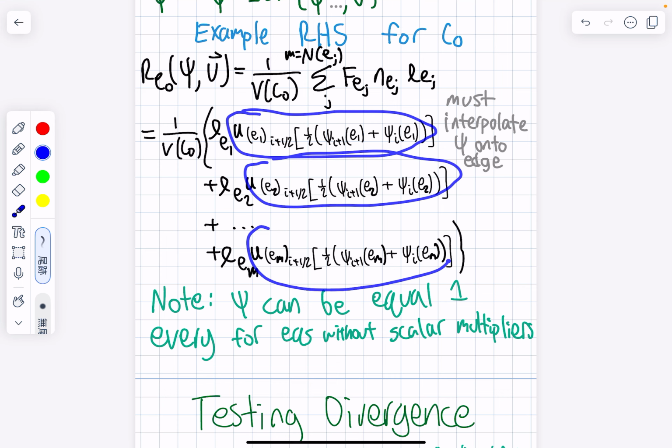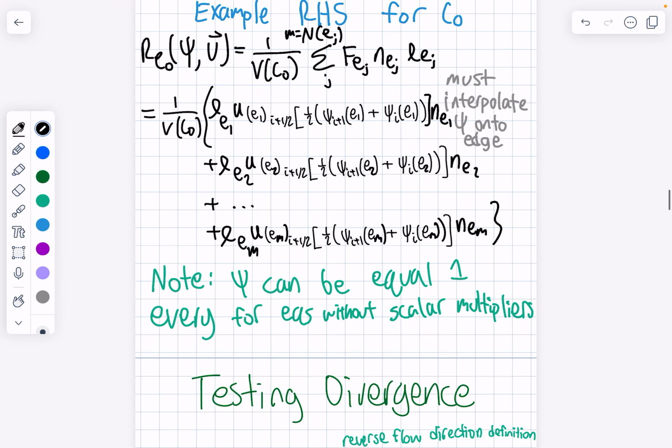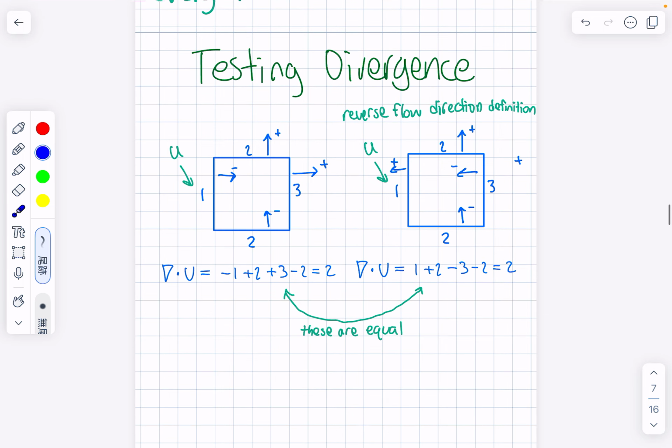Then each of these actually should have a normal vector. So this should have NE1, this should have NE2, this should have NEM. Okay, so that's just showing what this looks like for a single cell. We run through all of its edges, multiplying by the flux, the normal vector, the length across the edge, and dividing by the volume. That's the finite volume method. So here's an example.